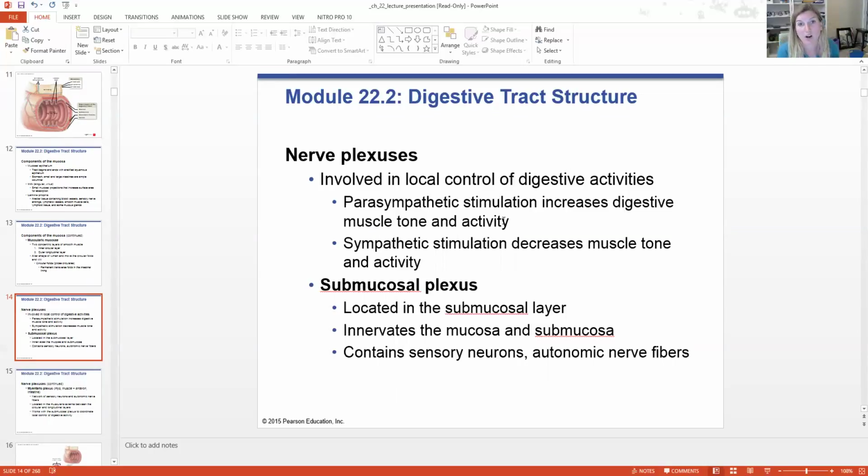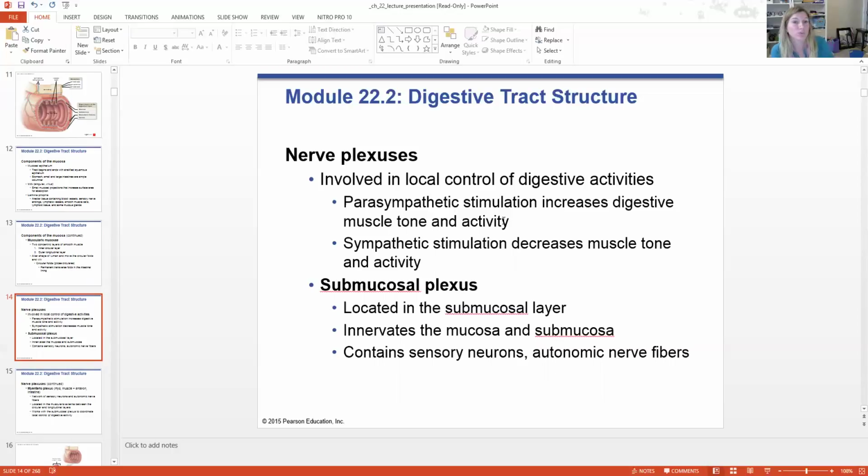It also activates all of the glands, right? All of our exocrine glands, the salivary glands, the pancreatic juices, the stomach juices, get all of those flowing, so to speak. Sympathetic stimulation is going to do the opposite. It's going to turn those glands off, and it's going to decrease muscle tone.